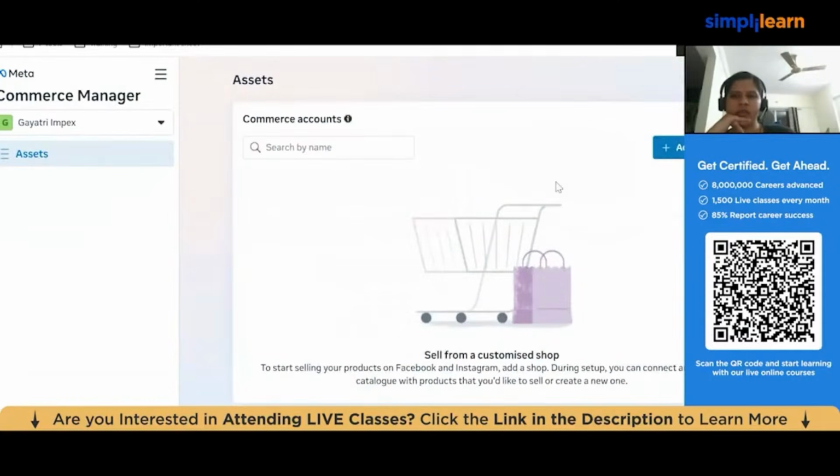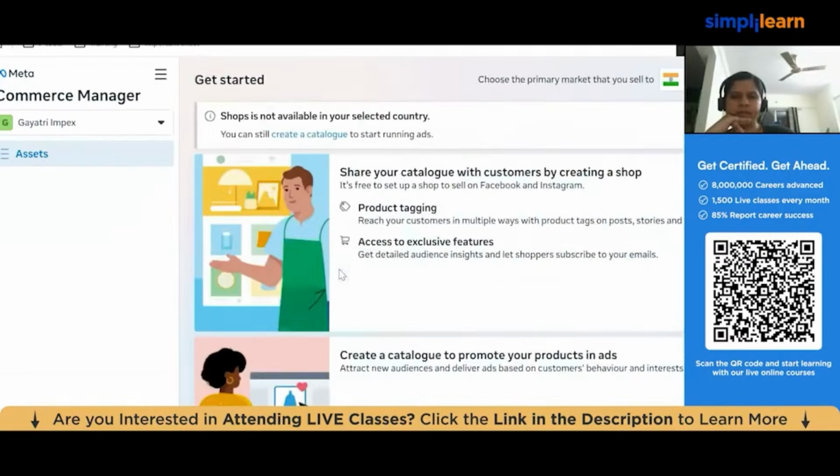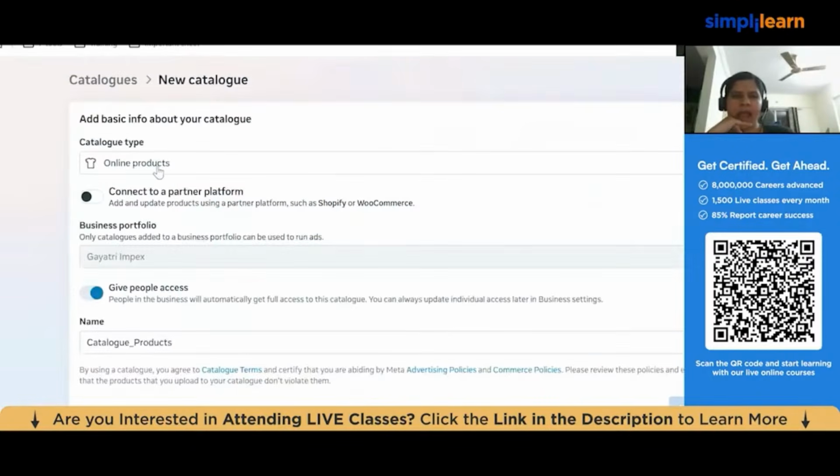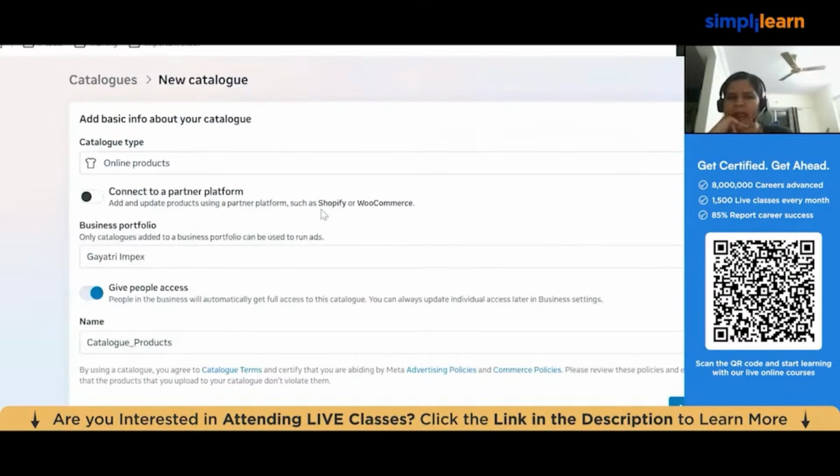Okay, so here you can just say add an account, right? So you can say create a catalog, and you can mention what you are promoting. So if you're promoting some online product, you can choose that. If you're promoting some local product, you can choose that. Even for travel, property and auto, we can create a catalog.